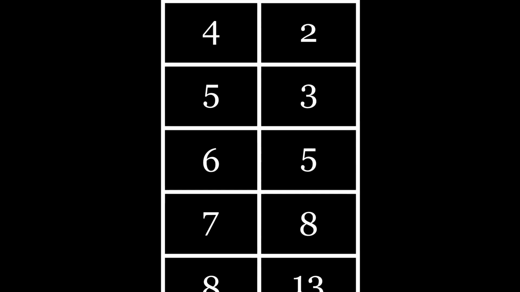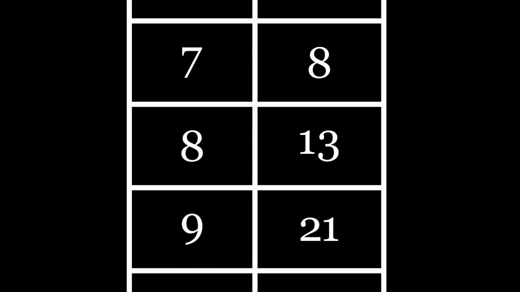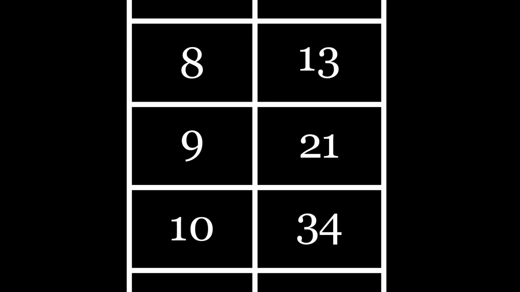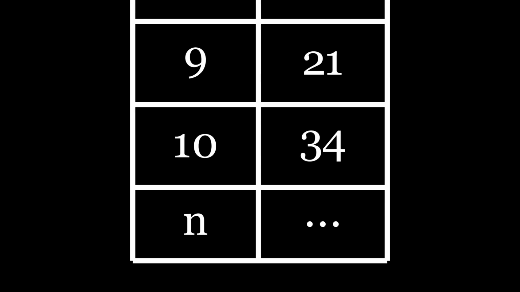Knowing that, we can carry on to the seventh Fibonacci number, which is 8, because 5 plus 3 equals 8. And the eighth Fibonacci number is 13, because 5 plus 8 equals 13. And the ninth Fibonacci number is 21, because 8 plus 13 equals 21. And the 10th Fibonacci number is 34, because 13 plus 21 equals 34.